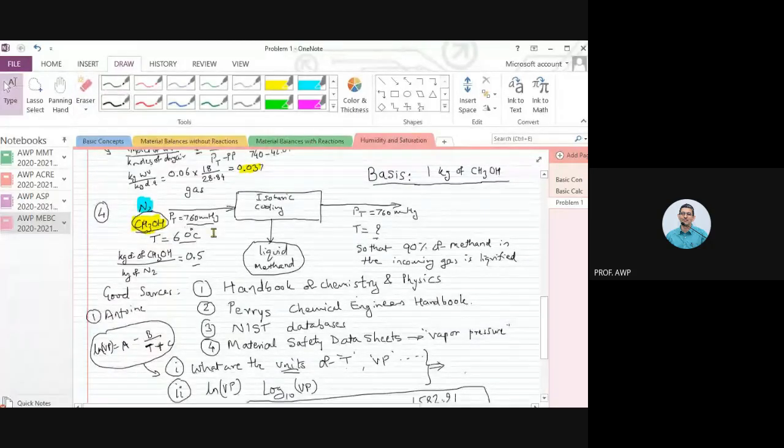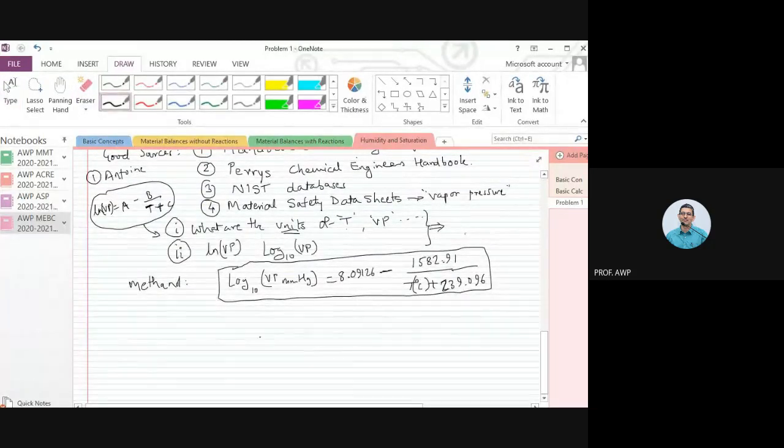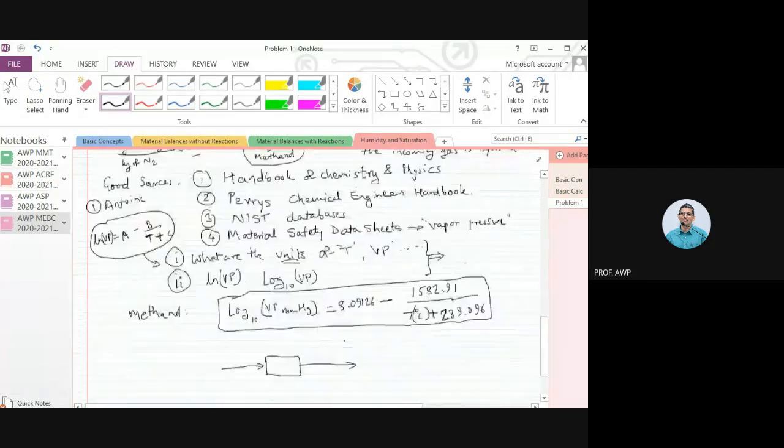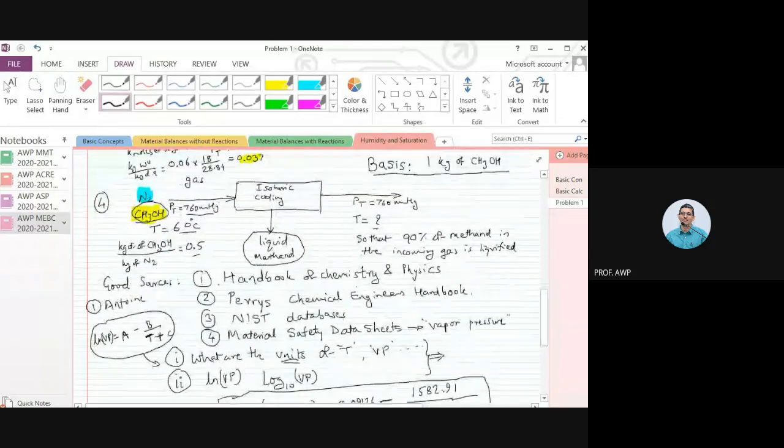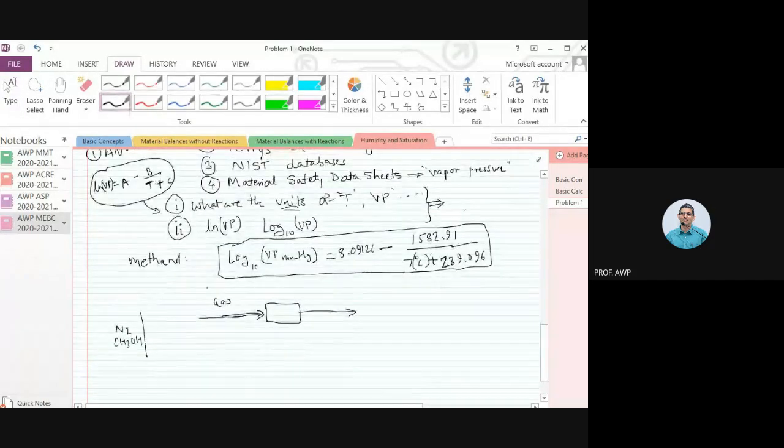So let's try to make our tables. This is going to be our condensation process, where we are going to condense or cool. Condensation is when we are talking about condensing something. So in this stream we are going to have nitrogen and methanol. This is a gas stream. The temperature is 60 degrees centigrade, and the total pressure is 760 mm Hg. Now here also the total pressure is 760 mm Hg. Temperature we don't know. This stream also is going to contain nitrogen and methanol.